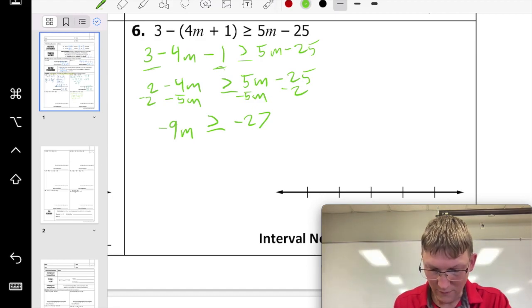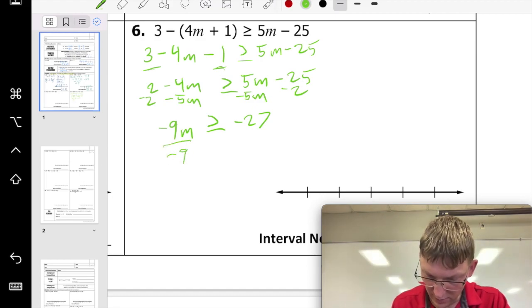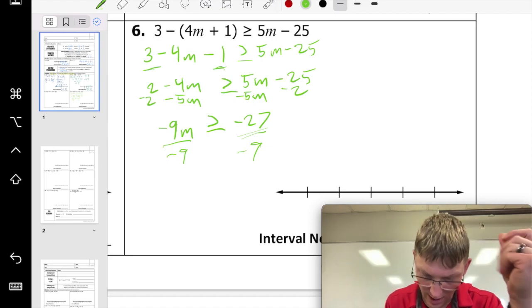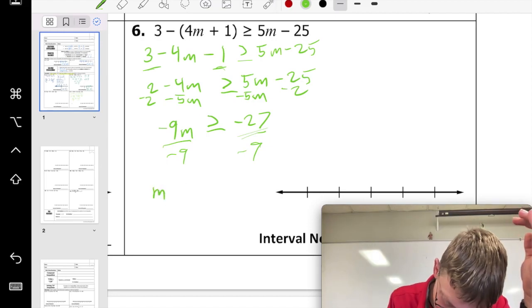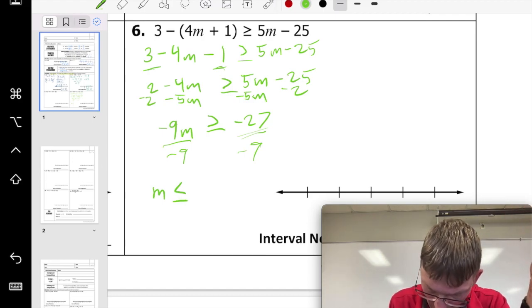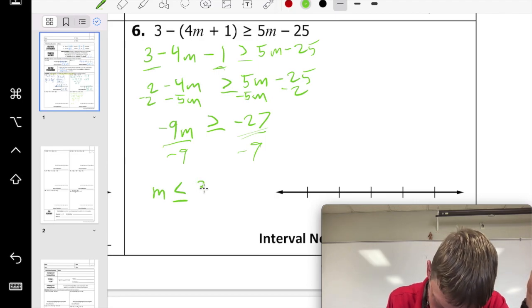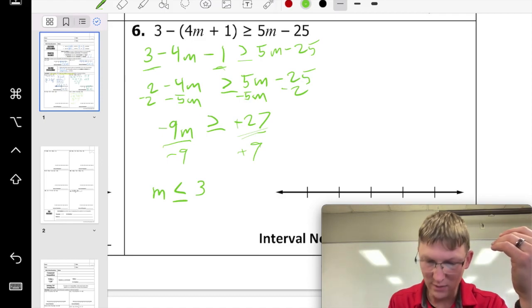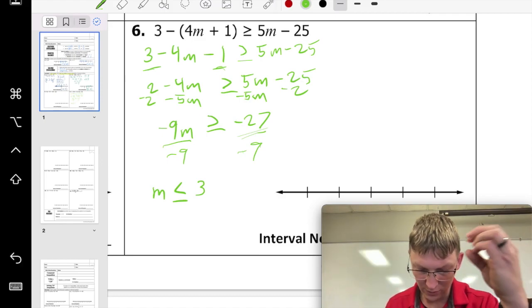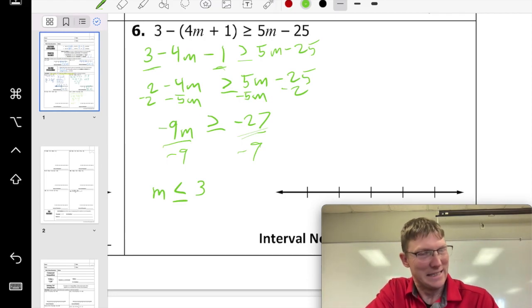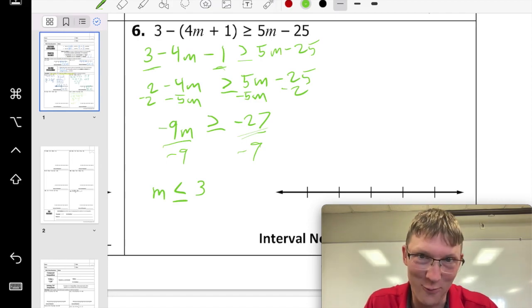So here we're going to divide both sides by a negative 9, which means we have to flip our sign. So what ends up happening, we're going to have m is less than or equal to whatever 27 divided by 9 is, which is 3. You'll notice that when I was talking, I just dropped the negative signs because I knew that a negative divided by a negative is a positive. So in my head, I just dropped that negative sign. I do that from time to time. Sometimes it works, sometimes it doesn't. Just be careful with your negative signs.